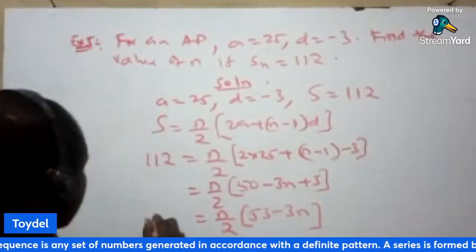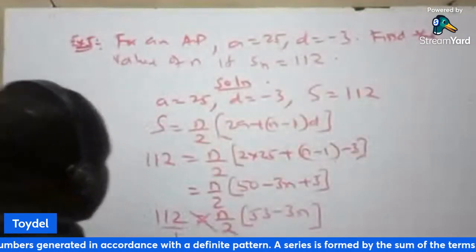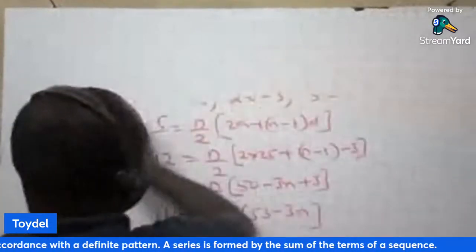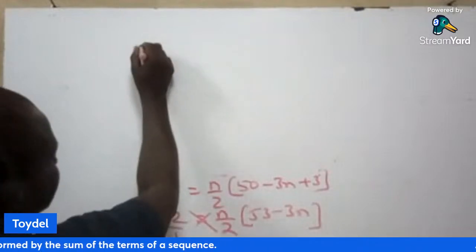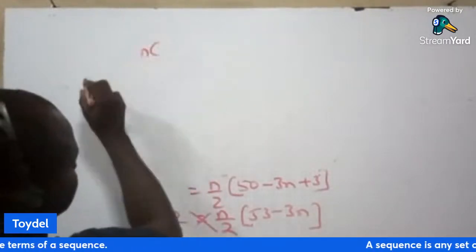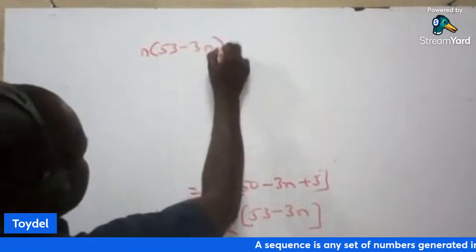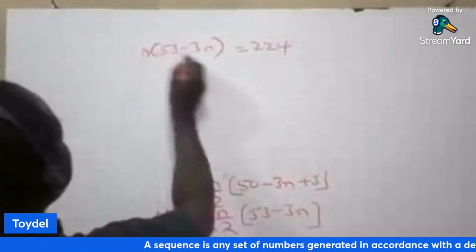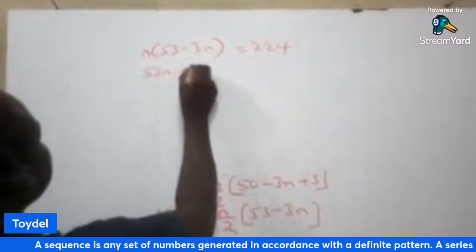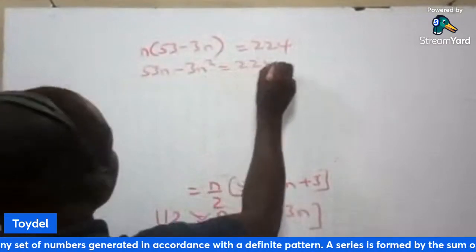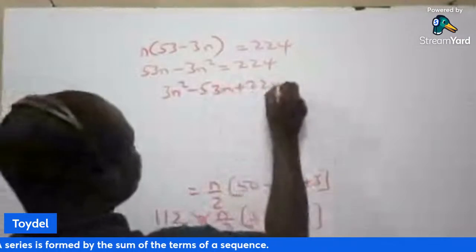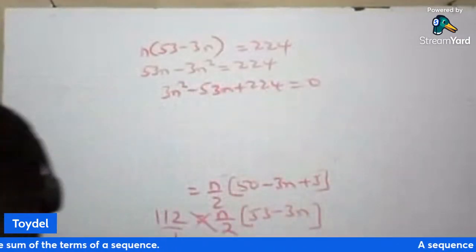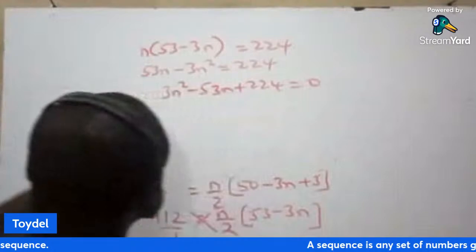So from here now we can cross multiply. If we do cross multiplication, then we are going to have n into bracket 53 minus 3n is equal to 224. Then if I open up, I'm going to get 53n minus 3n squared equal to 224. Then I can collect like terms and bring everything to the right hand side so that I'm going to have 3n squared minus 53n plus 224 equals 0.